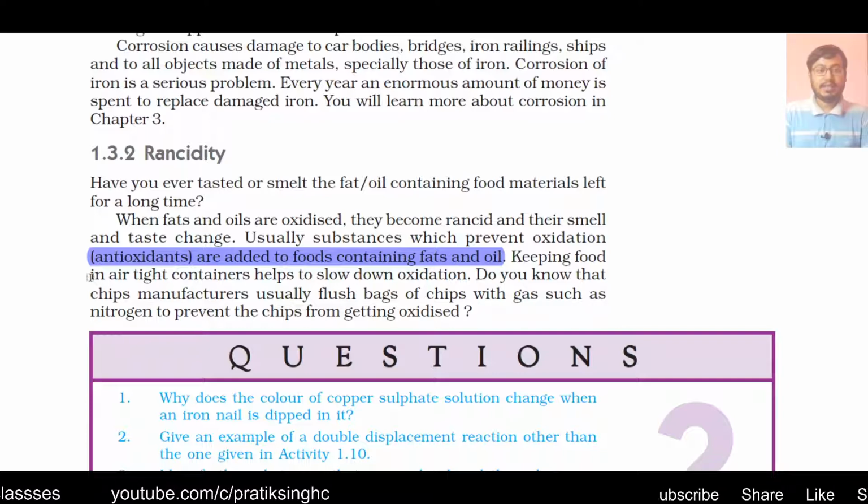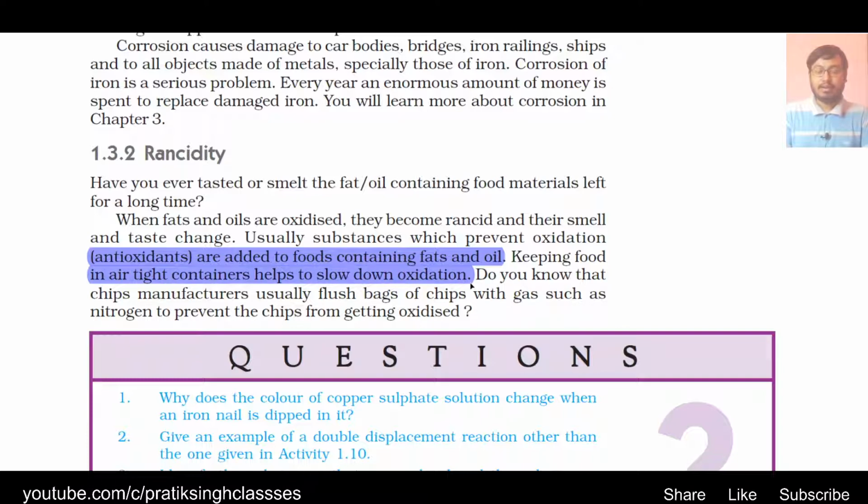Keeping food in airtight containers helps to slow down oxidation. Oxidation happens in any situation, but the rate of oxidation becomes very slow. That is why chips packets, which contain potatoes cooked in oil, can be kept for more than 6 to 9 months.